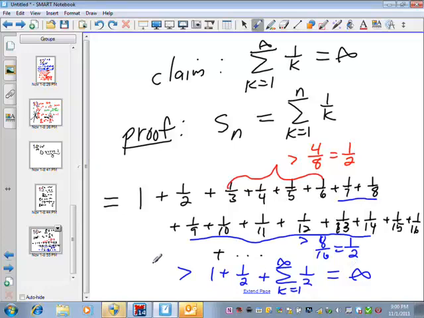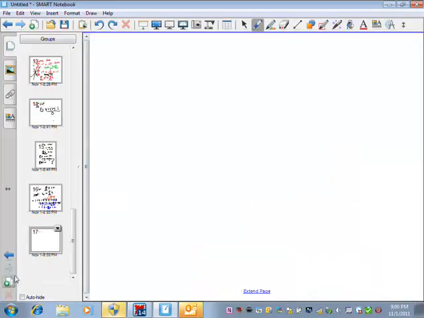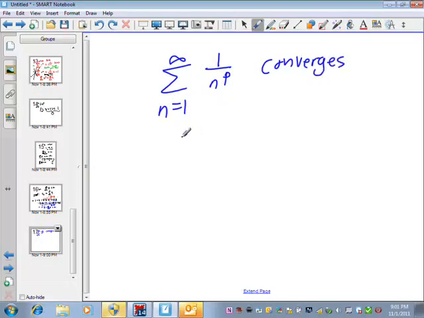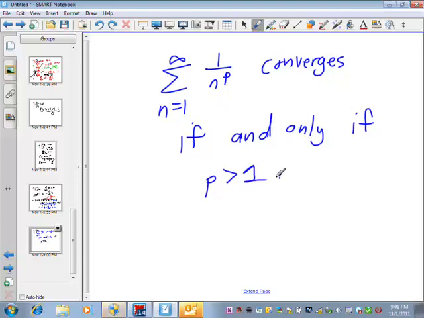That is true. Okay? This does hint to us a statement about the sum k equals 1 to infinity of 1 over k to the p. And I'm going to use n here. This converges if and only if 1 over n to the p goes to 0 fast enough. And that only happens if p is bigger than 1. This is called p-series.